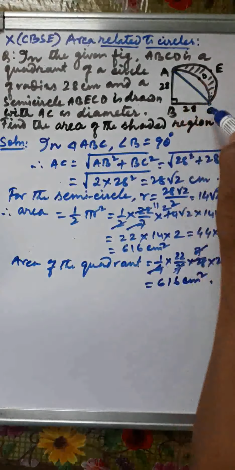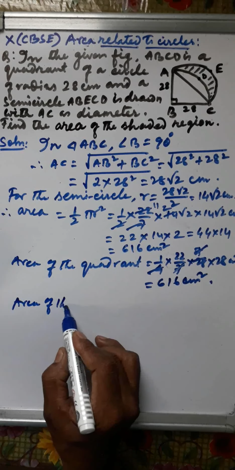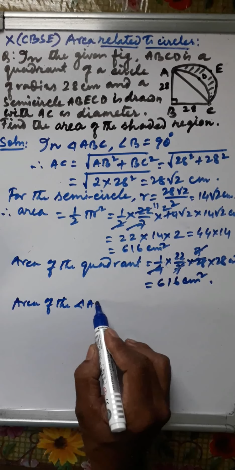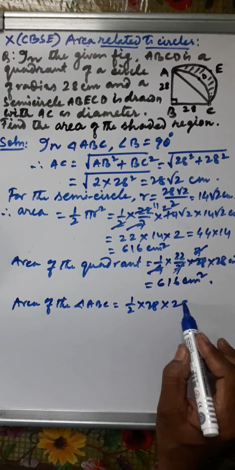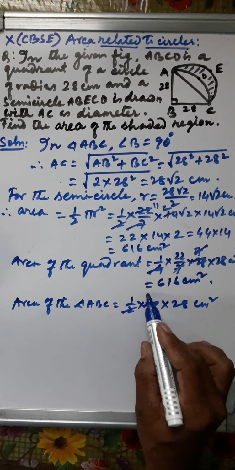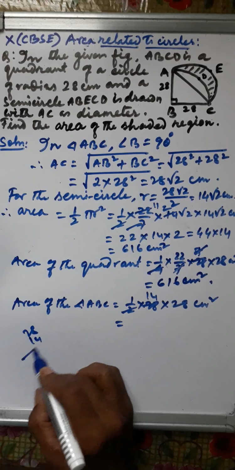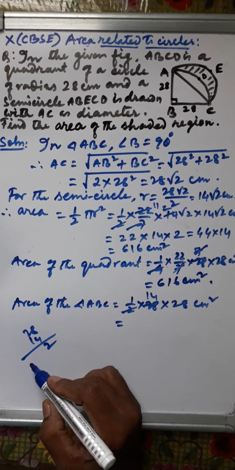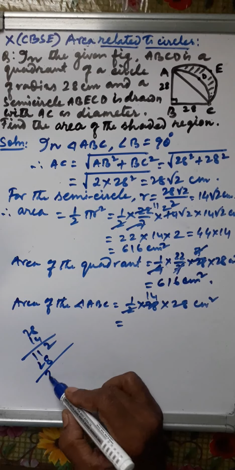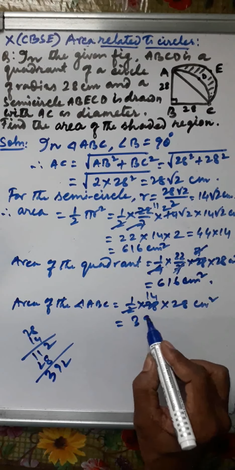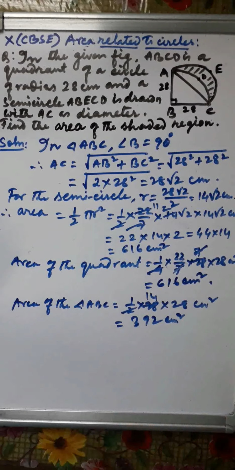Now the area of the triangle is required to find the whole area. Area of triangle ABC is 1 by 2 into base 28 and height also 28, so it is 14. So 28 into 14 is 392 centimeter square.